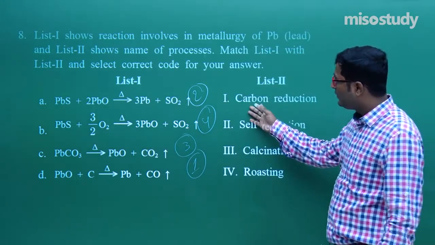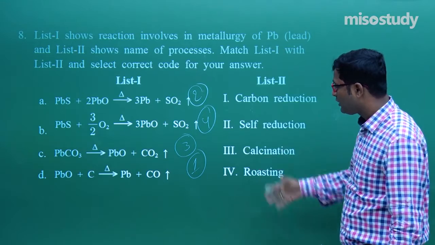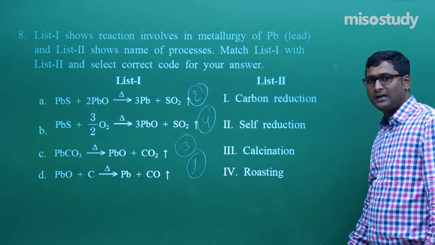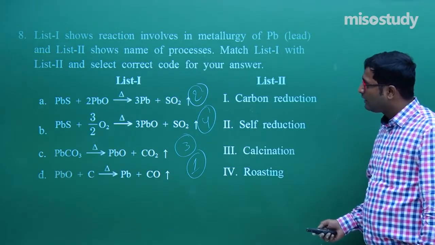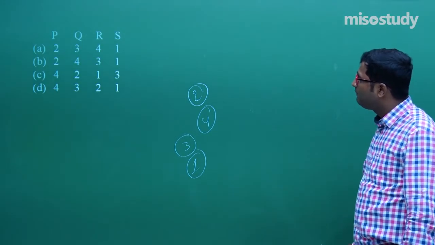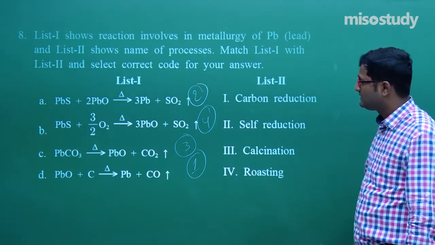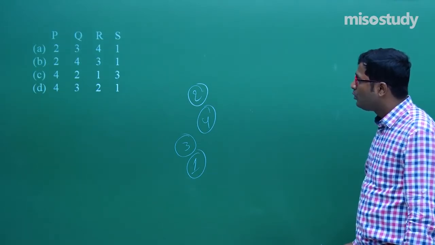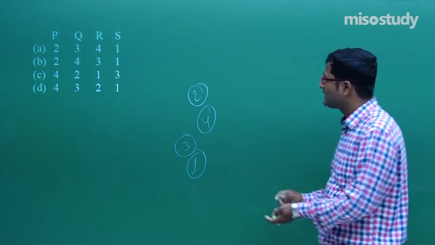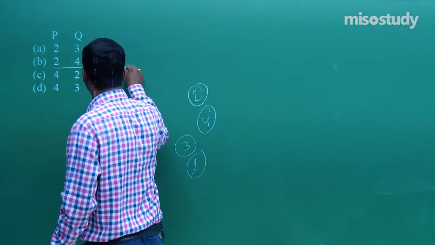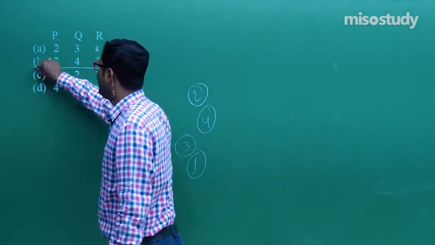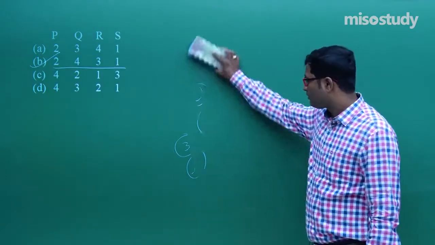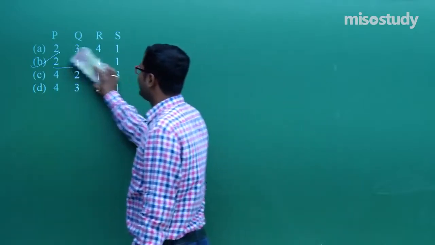So for A, 2; for B, 4; for C, 3rd option; and for D, 1 option. Clear? Now check it out. These are treated as P, Q, R, S so that you can easily observe: 2, 4, 3 and 1. This is the correct option, 2, 4, 3 and 1. So B is the correct option here. Clear, friend? I think now you can easily solve such kind of questions. Now let's move to the next section.